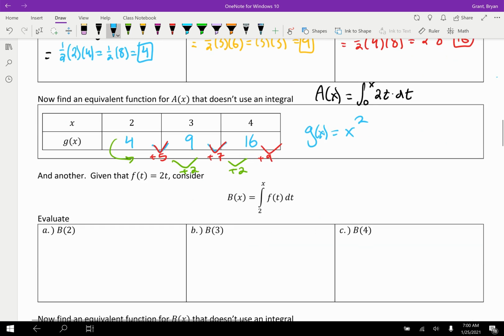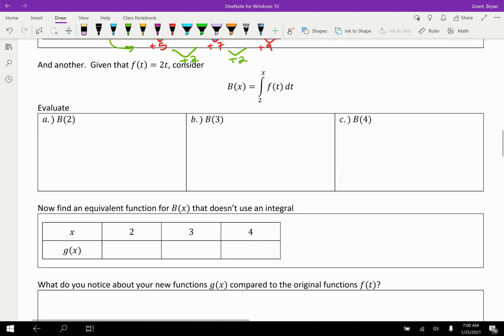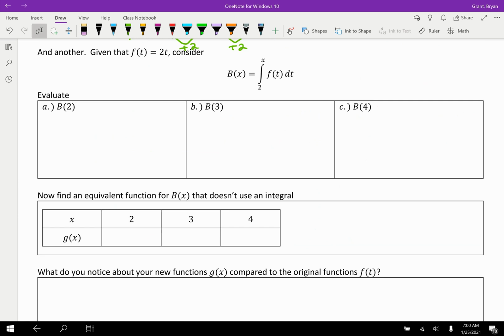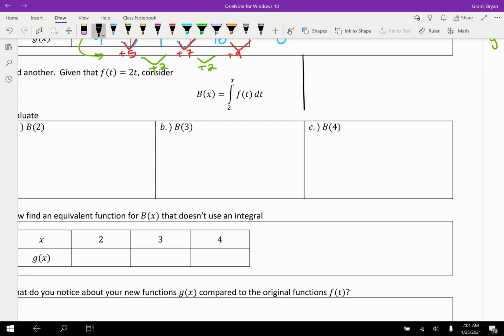But same question as before, we only have one of these left. Is there a relationship between these two that you can see? Hopefully there is, and if there is, you could have jotted that down, but let's do one more. Given that f of t equals 2t, wait, didn't we just do this? Consider a new area function, which I called capital B of x, from 2 to x. Oh, we changed the lower limit of integration. Was that going to change our answers? Maybe one more quick graph. We've seen this graph before.